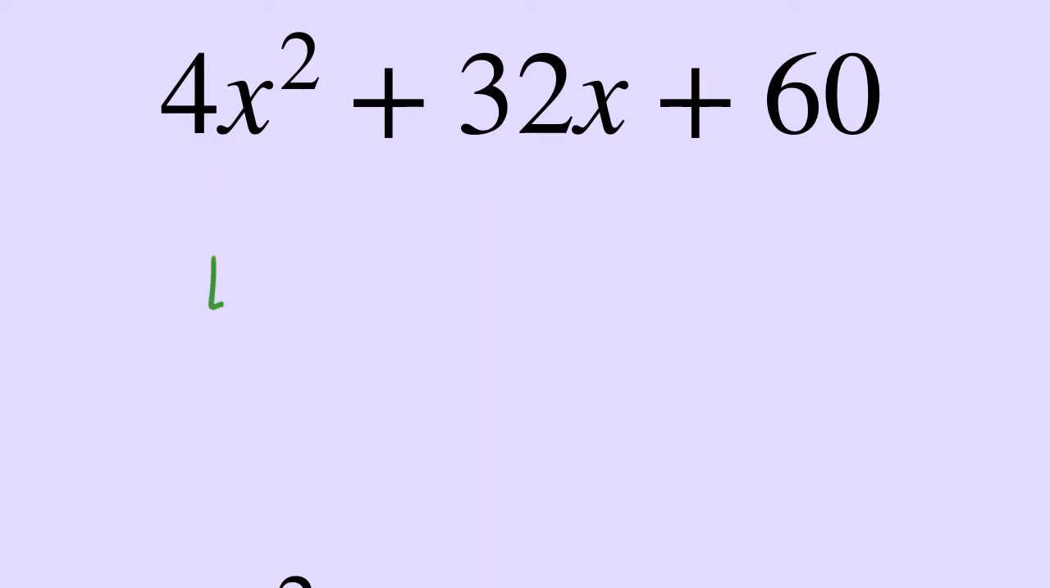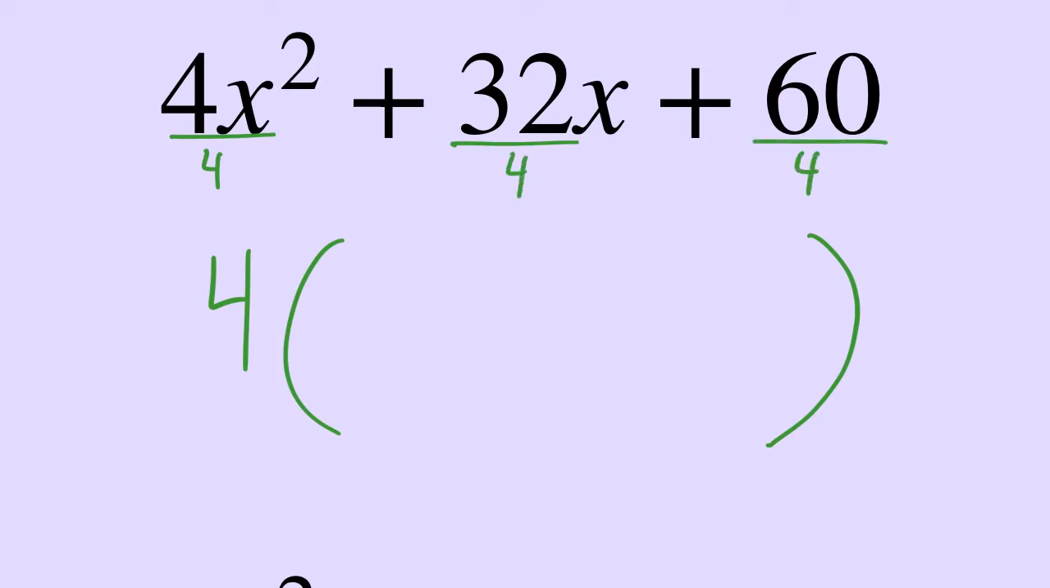So we're going to write the 4 on the outside, and then we're going to write down what we would have left. And all you got to do is divide each of these by 4 and figure out what you would have left. So on the first term, the 4's just cancel because 4 divided by 4 equals 1. So we would just have x squared left over. 32 divided by 4 is 8, so that would be positive 8x. And then 60 divided by 4 is 15, so plus 15.